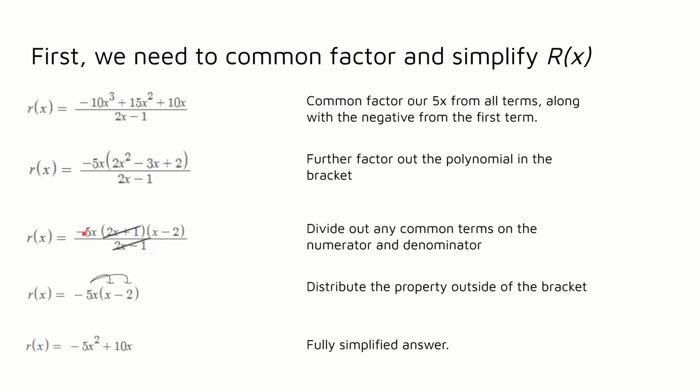Furthermore, we can distribute into the brackets to simplify even more. Now we're left with negative 5x squared plus 10x. This is fully simplified.